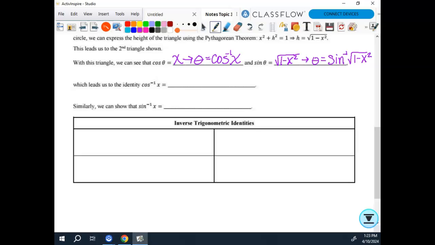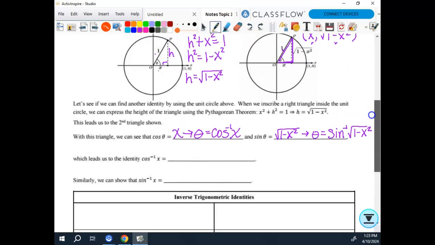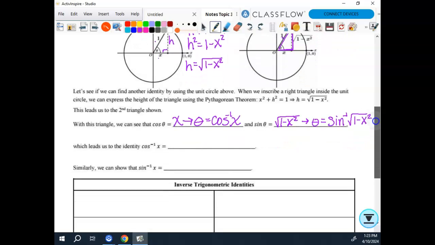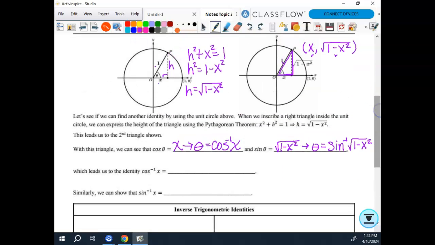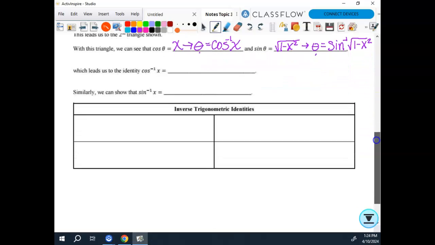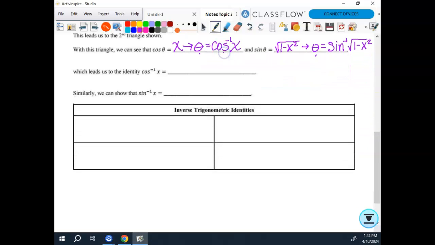Everybody understand where everything came from? And again, if you needed this, you can create all of this just from a simple right triangle, just like we did, okay? And then here, because this is theta, this is the x and y that we used here. So theta is the same angle for both of these. Since we're talking about the exact same angle, that means that this has to equal this. So the cosine inverse of x has to equal the sine inverse of the square root of 1 minus x squared.